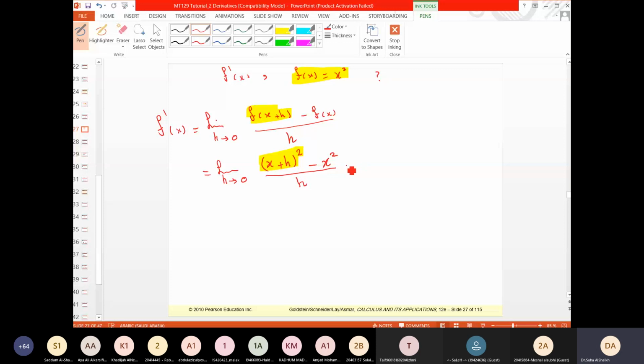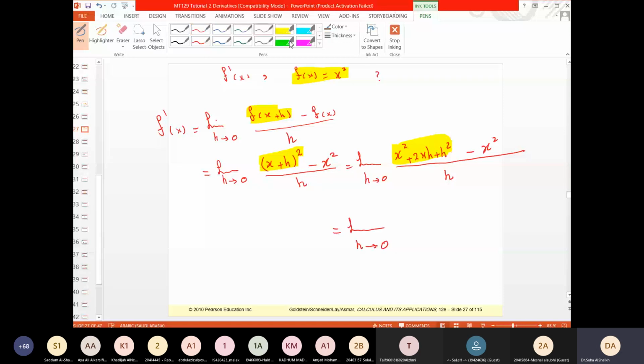Now this amount with the yellow that you can see here, x plus h square, means the square of the first, square of the second, plus 2 times the first times the second. This is x plus h square. We expand it like this. Minus the x square I already have there, all divided by h. We are doing algebra here. We are going step by step. This is limit when h goes to 0.